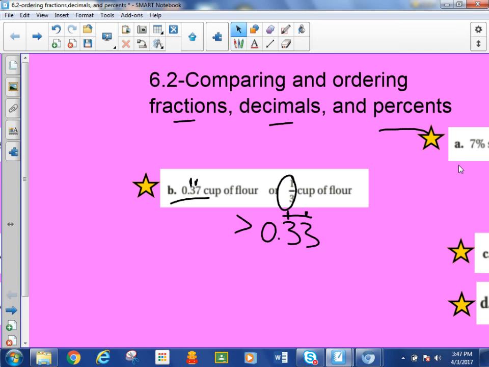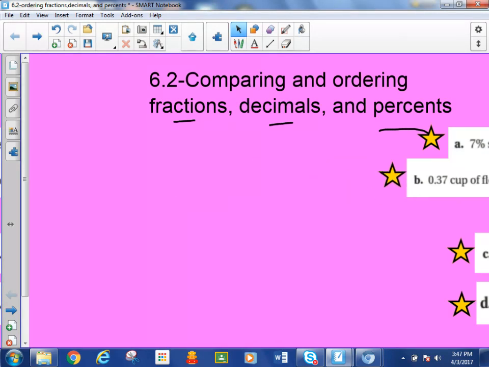Okay, that was pretty simple. I don't have to change both of them. I just have to put them into a form that's easier for me to see, which usually a decimal is a lot easier to compare.